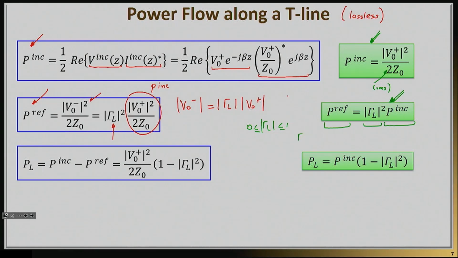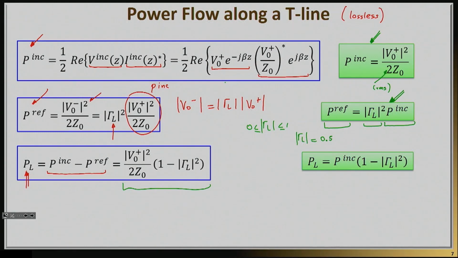For example, in the example I just covered, gamma L had a magnitude of 0.5. That means that in this example, 25% of the incident power was actually reflected back. So if I have some incident power from my incident wave, and I have some reflected power from my reflected wave, what is the total power that actually the load will consume? So the total power that the load will consume can simply be found by subtracting the reflected power from the incident power. So P incident minus P reflected will actually give me the result that you see here.